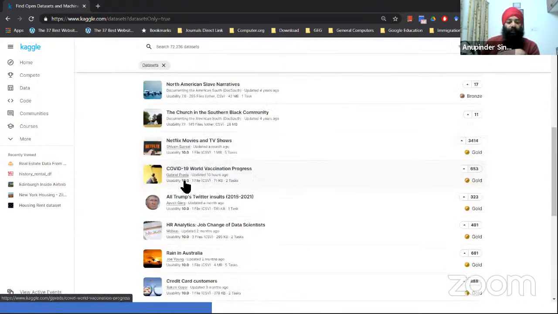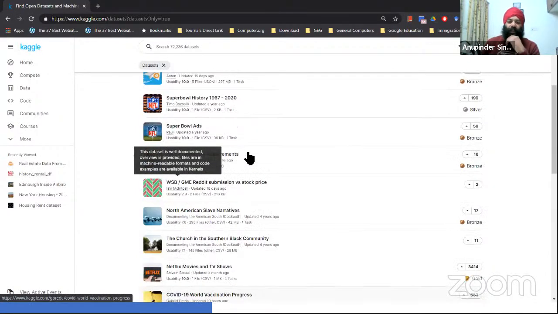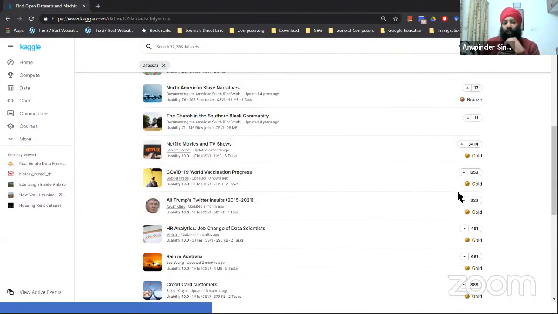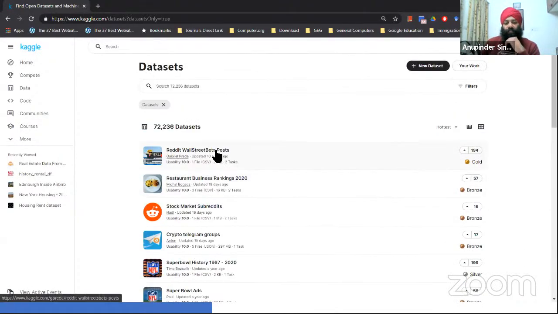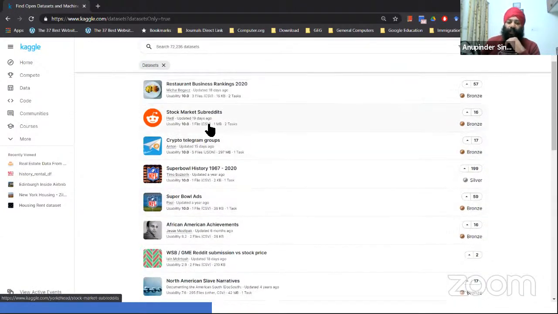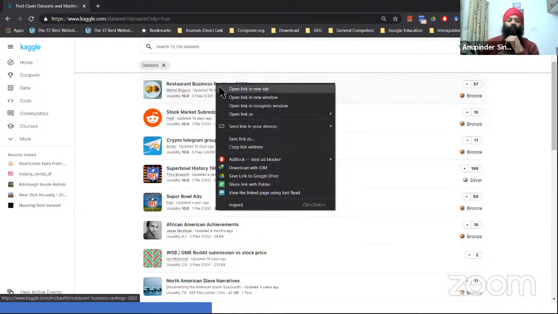If you look at the data sets, you will find a lot of different kinds of data sets here, right? And you can actually see who has uploaded it, what this data set is all about, what sort of file it contains, how many files it contains, whether there is any relevant task corresponding to it, what the size of that particular data set is, and so on.